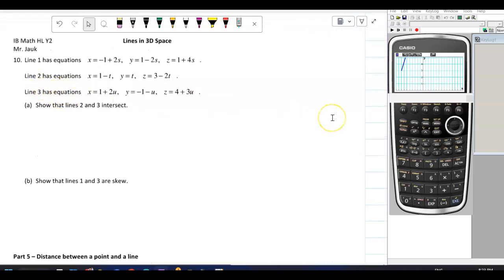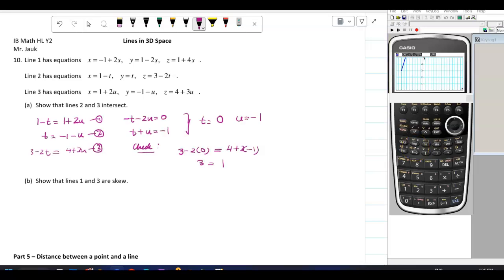Do this line. So they're skew lines basically. No, this is 0. You entered the value wrong. This is minus 2 and 1. So 3 minus 2 into minus 2 plus 4 plus 3 into 1. So 7 is equal to 7. So yeah, they do intersect.